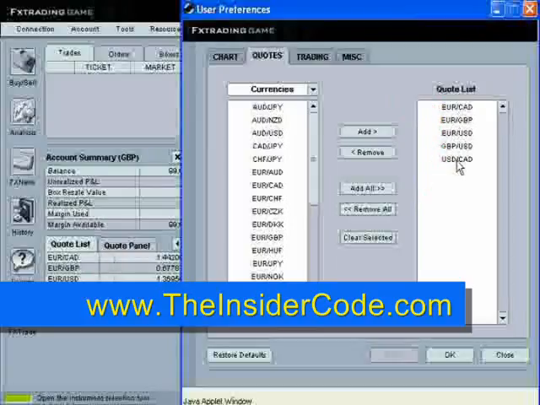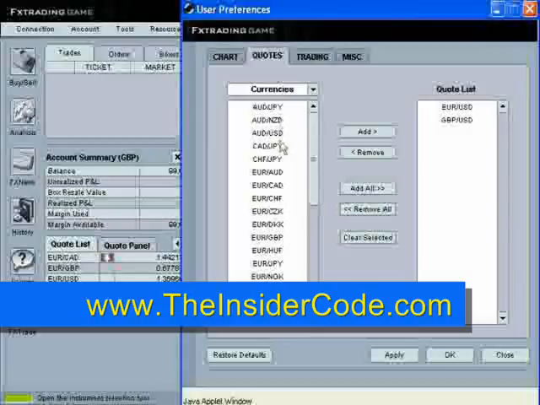Now, normally, if I'm not going to be trading a Canadian report, I'm going to remove this, and then I'm going to remove that. Okay, so that now I'm going to be looking at the Euro Pound. So I would only have the Euro and the Pound on my quote list. If I'm not going to be trading anything else, I don't need to be distracted with other currency pairs. It just doesn't make any sense.